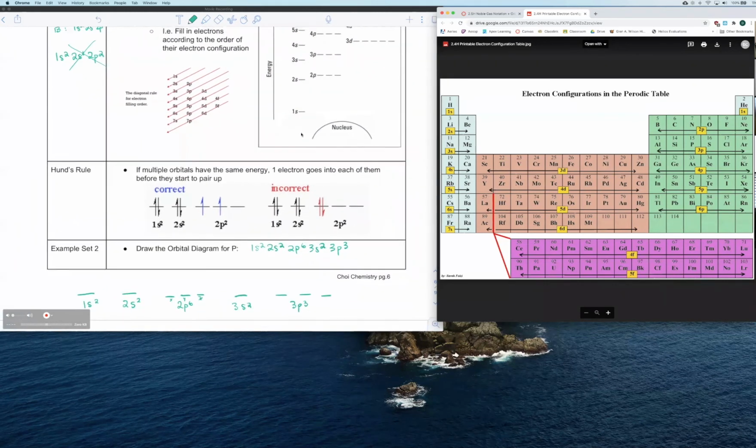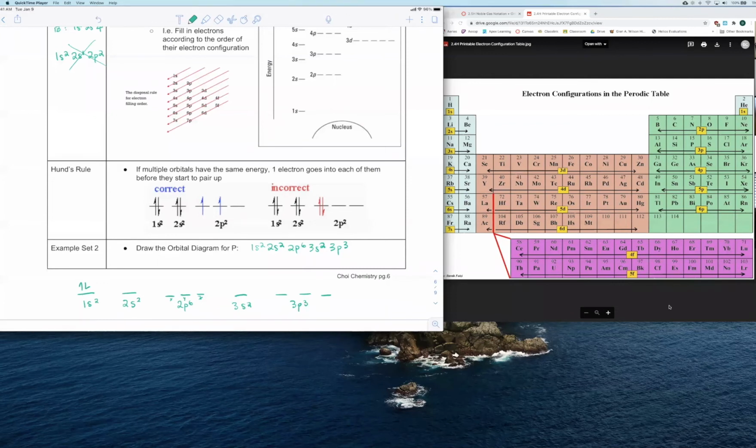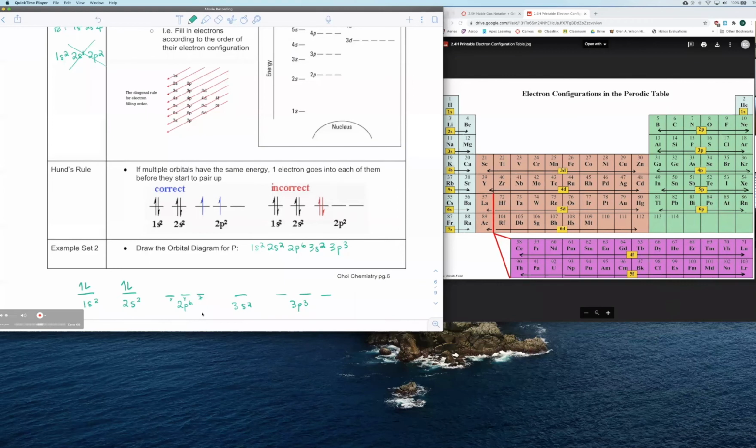Right? Okay, so now I start filling in my electrons. So 1s2, that means you have two electrons. So you just draw two arrows, one spinning up, another spinning down. Same thing for 2s2: one spinning up, another spinning down. When you get to the p orbital, that's where it gets a little bit trickier. So you just have to make sure you fill them up in order.